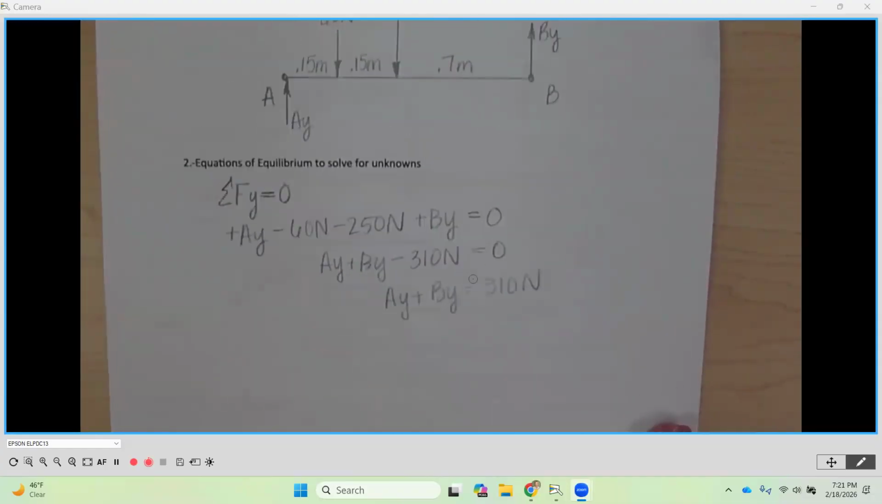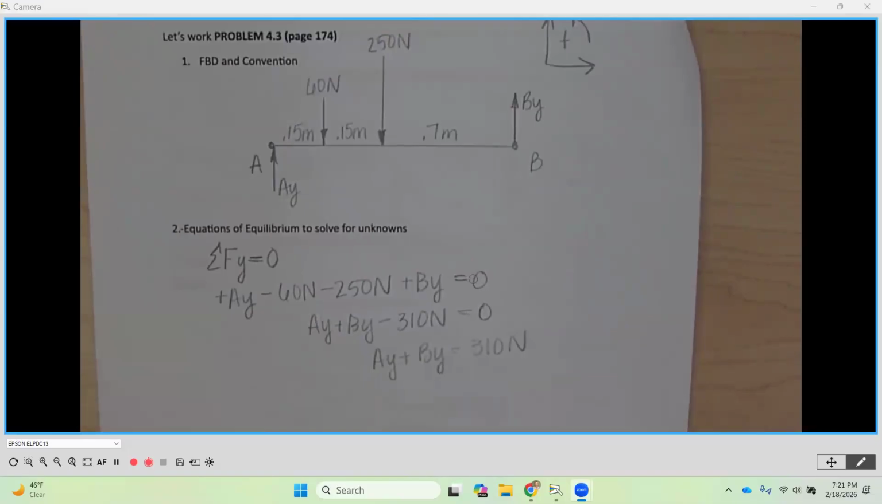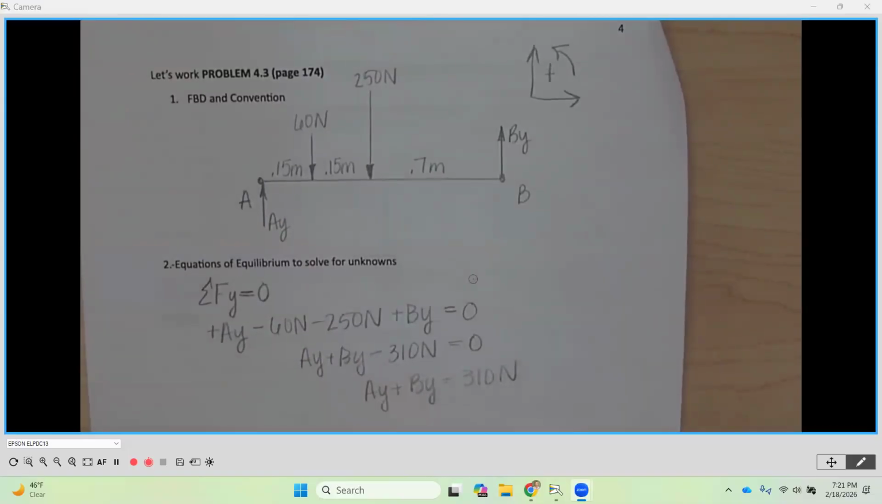I'm going to go back up here and decide where I'm going to sum my moments around. Am I going to go around A? Am I going to go around the 60? Am I going to go around the 250? Am I going to go around B? Which two would I want to consider? A or B, right? I can consider A or B as where I'm going to sum my moments around. Where do we want to sum our moments around?